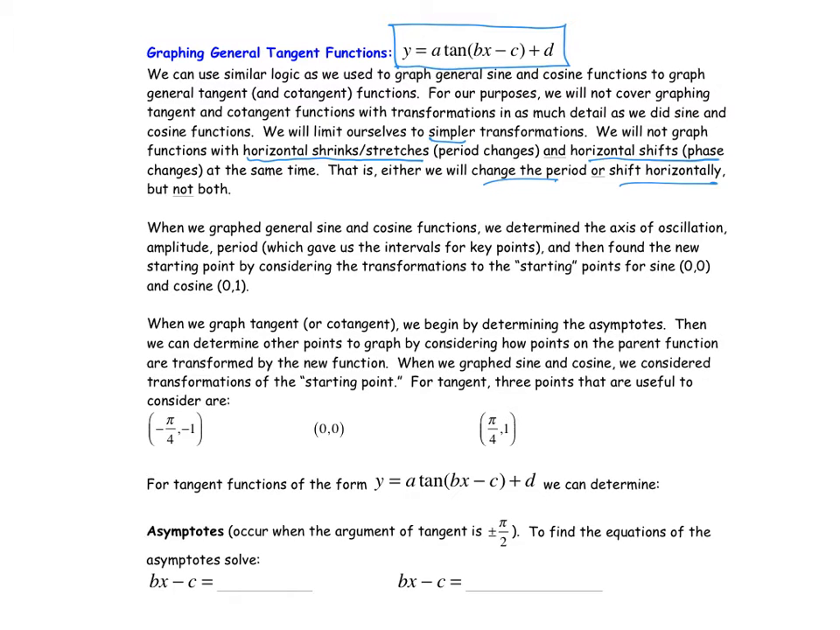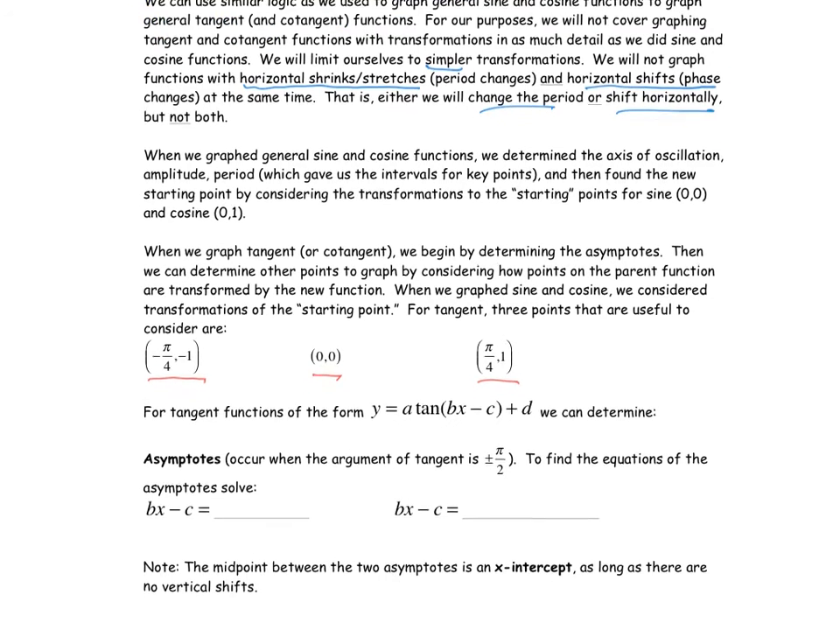When we graph general tangent functions, and cotangent when we learn that next, we'll begin by determining the asymptotes. And once we do that, we'll determine a few points on the graph. The way we're going to find those is to transform a few key points from the parent function. The most useful ones are negative pi over 4, negative 1; 0, 0; and pi over 4, 1. We highlighted those in the previous example. Once we transform those points and we have the vertical asymptotes, we will be able to graph a general tangent function pretty easily. So let's talk a little bit about how we find the asymptotes.